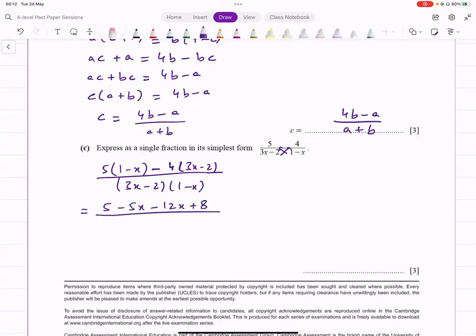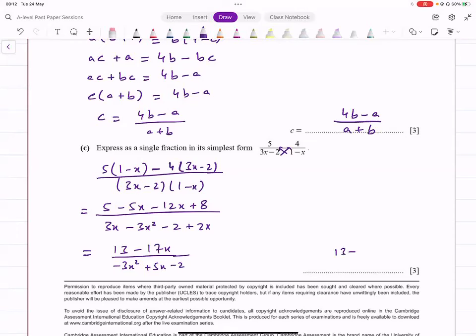उसने कहा simplified form में आंसर देना, तो denominator को भी simplify कर दें. What does that give us? That gives us 3x minus 3x squared minus 2 plus 2x. What do we get from this? In the numerator, we have 13 minus 17x, and in the denominator, we have 3x and 2x, and this minus 3x squared plus 5x, and the constant, that is minus 2.